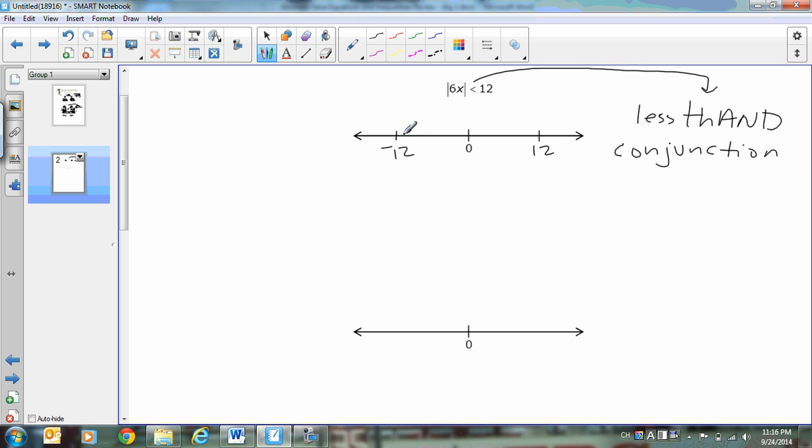Well, that would be everything in the middle here, right? I'm going to put an open circle on negative 12 because of this strictly less than symbol, and an open circle on positive 12, again because of the strictly less than symbol. And then I'm going to shade in all the numbers in between, because what I'm shading in here are all the numbers that are fewer than 12 units away from 0.